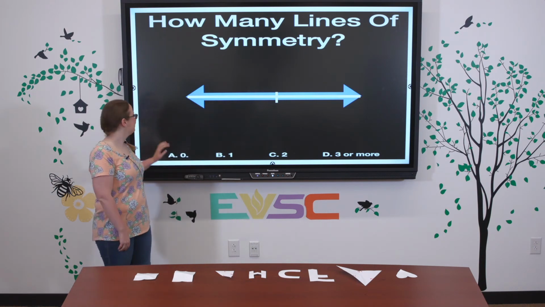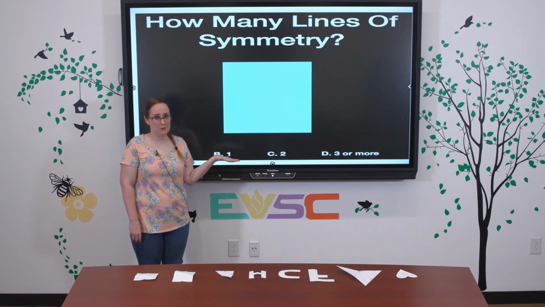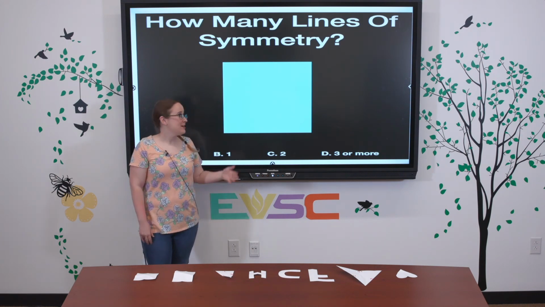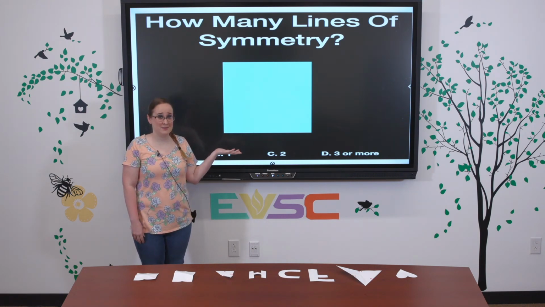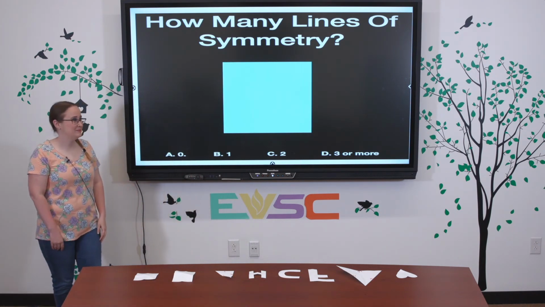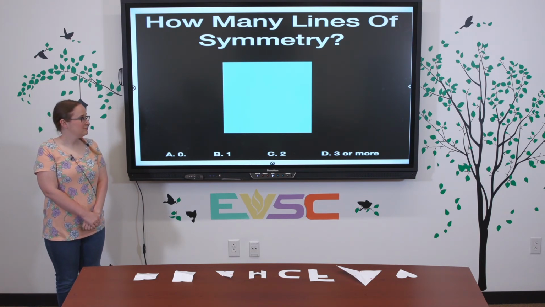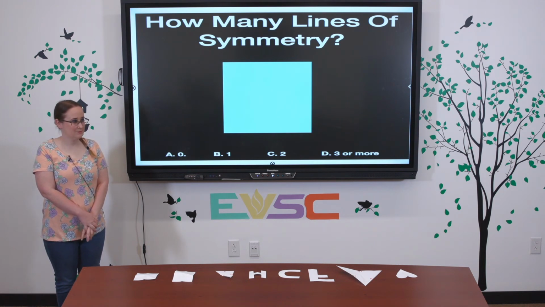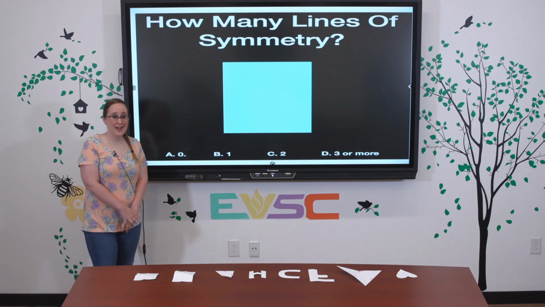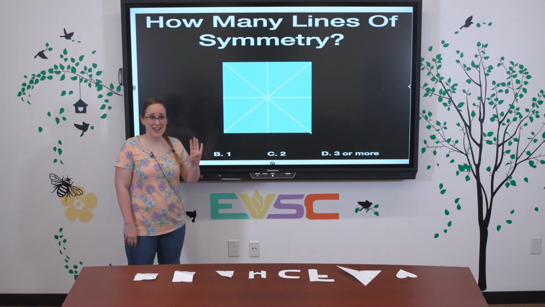Let's try another. Here we have a square. A square is a quadrilateral with all four sides the exact same length. So, does a square have lines of symmetry? And if so, how many? Take a moment and think about it. A square actually has more than three lines of symmetry. It actually has four.